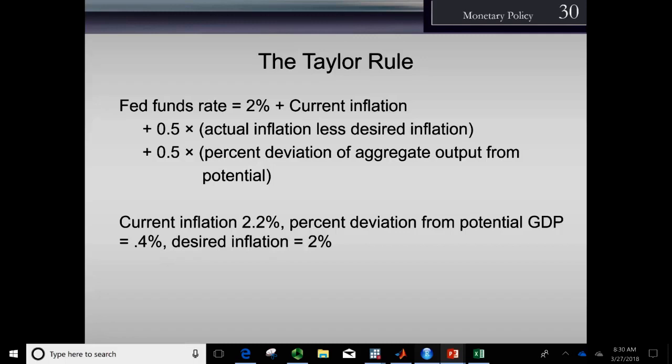Okay, so here's the current economic situation. Right now, inflation is at 2.2%. That's based on the Consumer Price Index that's constructed by the Bureau of Labor Statistics. Now, I don't know exactly what Taylor rule the Fed might be following, but I've used what's called Okun's rule of thumb in order to get a guesstimate of the percent deviation of GDP from potential. And I've guesstimated that at 0.4%.